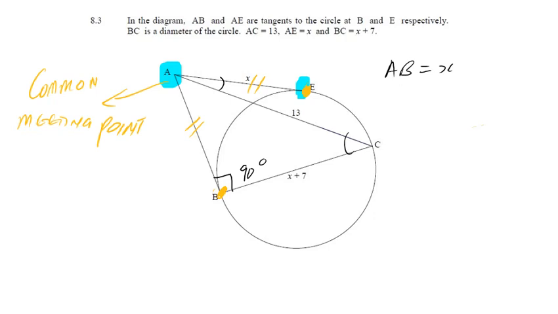You want to try to use base times perpendicular height? Okay, let's use two methods. Let's use both methods. The area method is quicker than the Pythagoras. So let's start with Pythagoras.